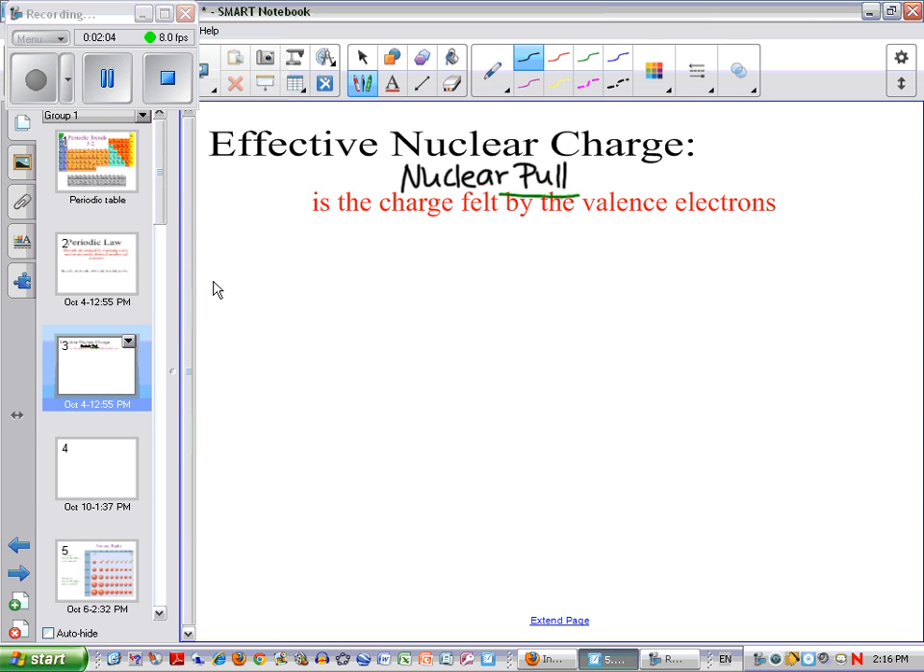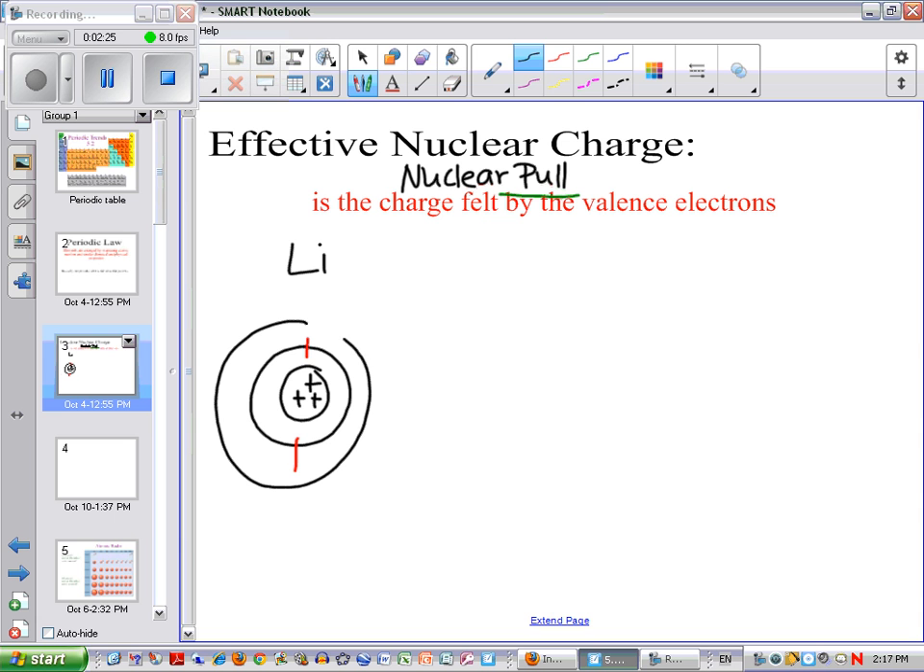we can compare two elements such as lithium and sodium, for instance. So lithium has 3 protons in its nucleus. And at its first energy level, it has 2 electrons. At its second energy level, it has 1 electron. When we look at sodium, sodium has 11 protons. 4, 5, 6, 7, 8. Woo, that's a lot of positives that's going to draw.